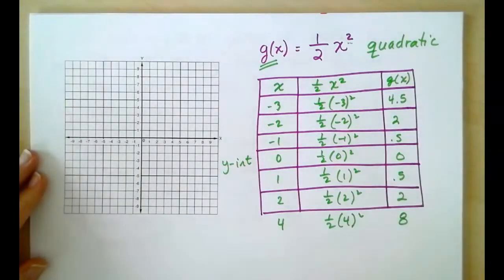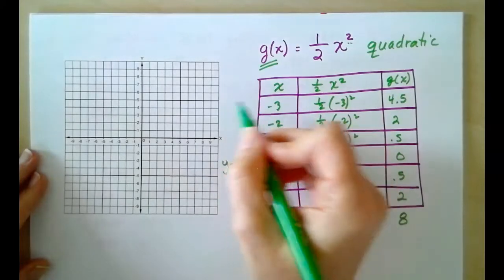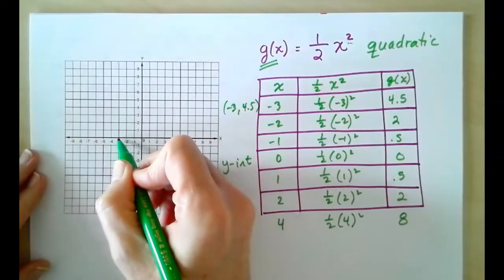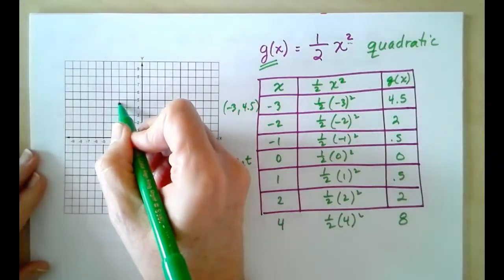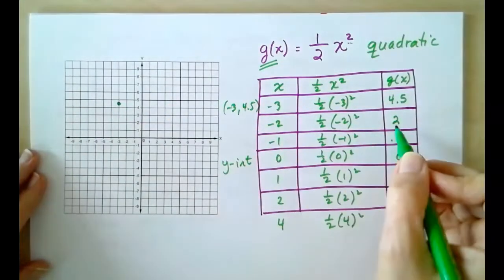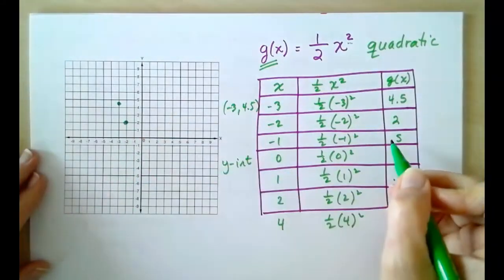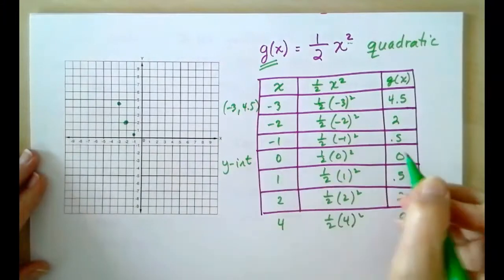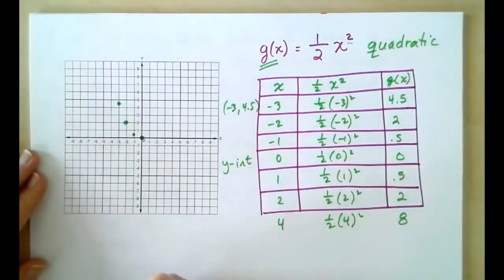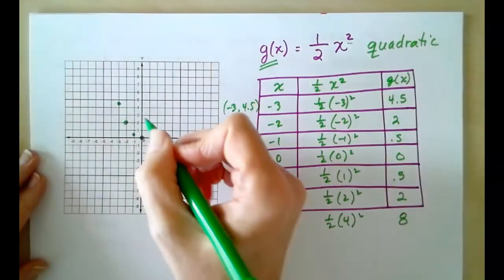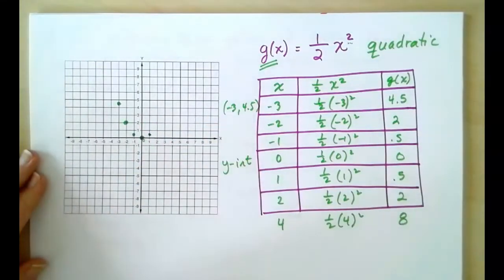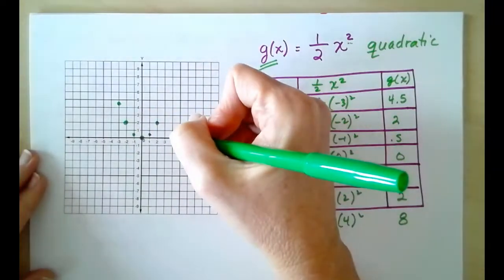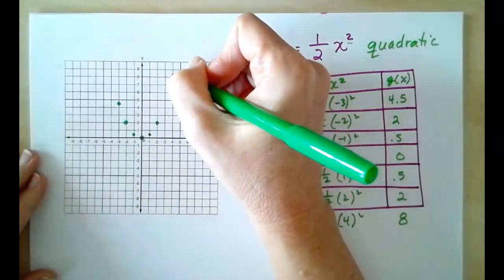So let's plot these points. So remember, these are all points. So -3, 4.5. Back 3, up 4.5. Back 2, up 2. Back 1, up 1/2. 0, 0 is our y-intercept as well as our x-intercept. 1, 0.5, over 2 up 2, and then over 4 up 8.